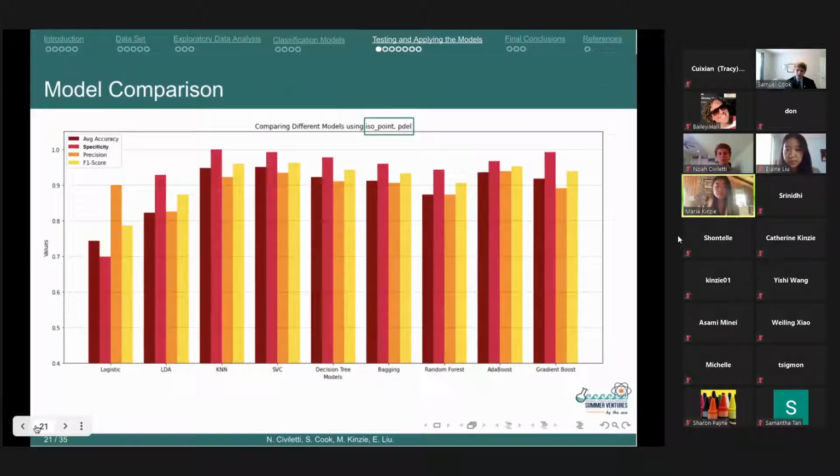So again, those were the top best performing models, but we also tested several others. This is a color-coded bar graph that displays that. This also compares the average accuracy, specificity, precision, and F1 score. And as the other previous models have shown, isoelectric point and p-del have a strong correlating relationship, two variables that perform very well together.